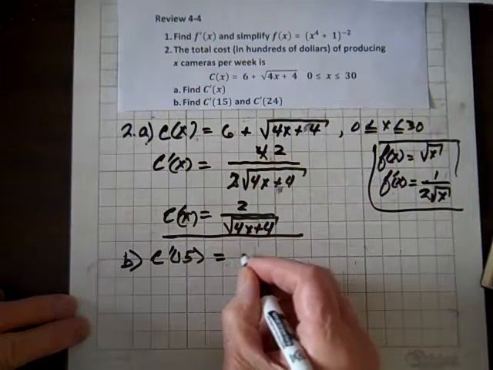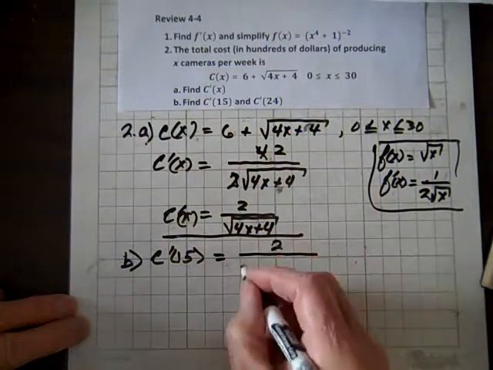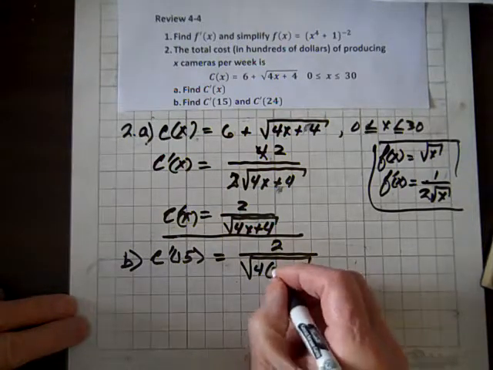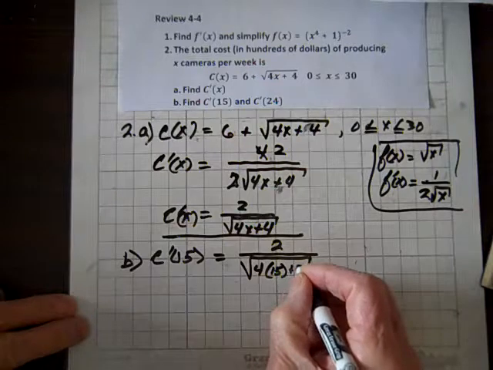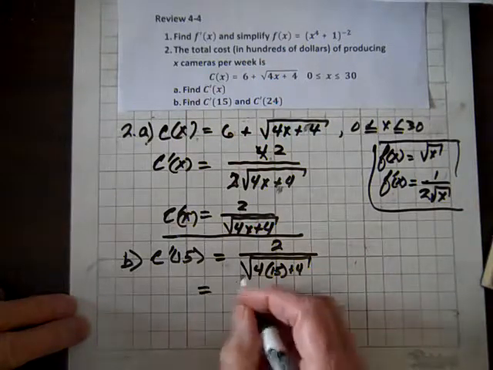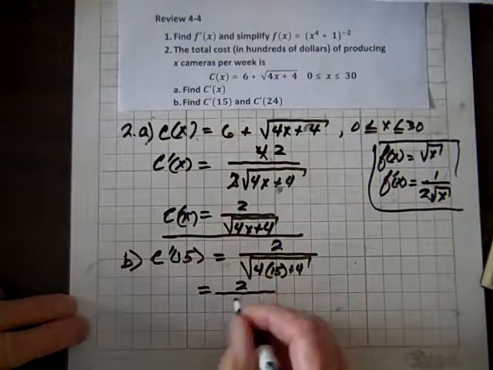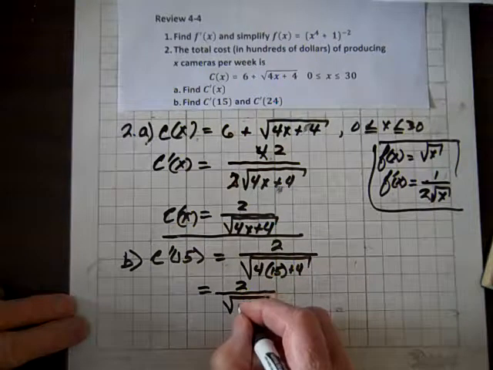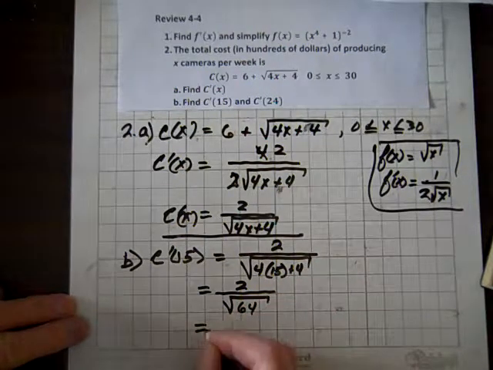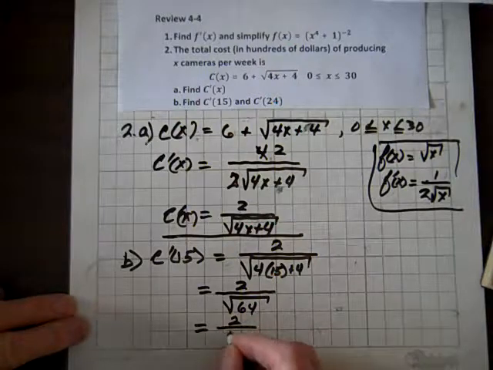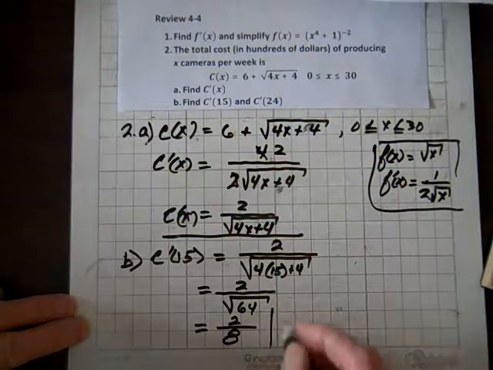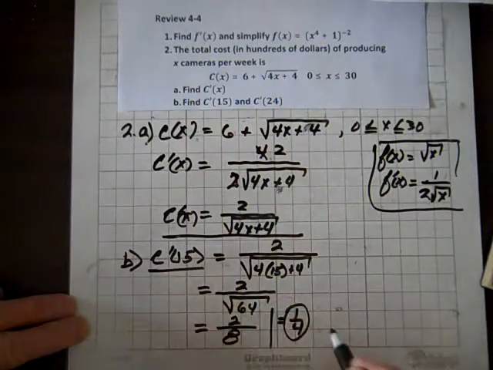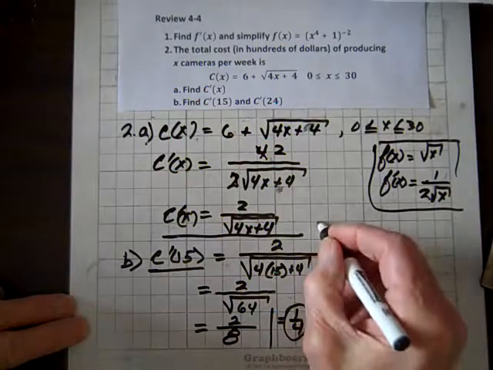Well, that equals 2 over the square root of 4 times 15 plus 4. Well, when you compute that, you get 2 over the square root of 4 times 15 is 60 plus 4 is 64, which equals square root of 64 is 8. And so that equals 1/4. So c prime of 15 equals 1/4.